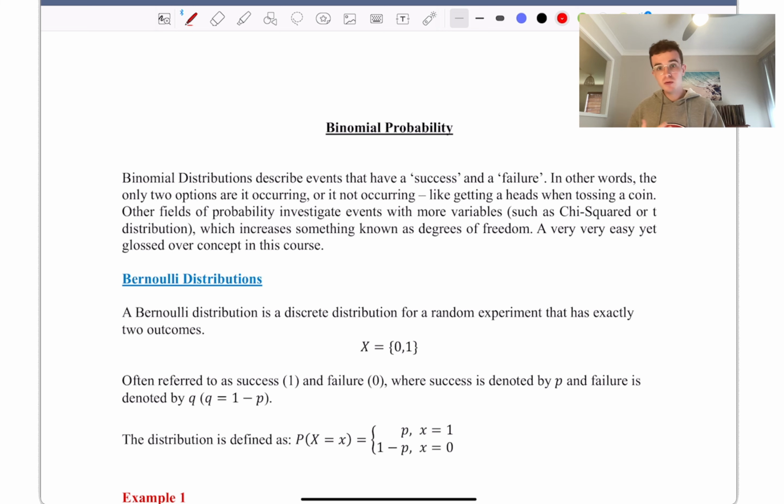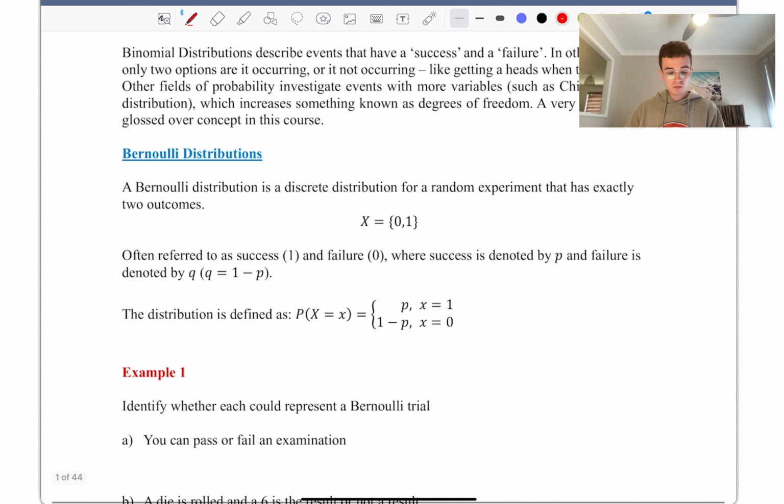change the number of variables dependent on something known as degrees of freedom. Now, degrees of freedom is a very, very easy yet glossed over concept in this course, and I'm pretty sure it's something that's covered in extension science in that syllabus there.